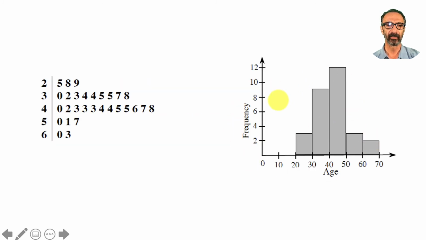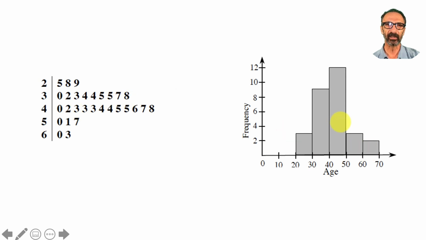This is the histogram and this is the stem and leaf. They are so similar in many ways. If you move this counterclockwise 90 degrees, it's almost going to look like this. Look, this is a 3 in it. This is a 3, same height. Look, 3, 3. This is the shortest at the end, shortest at the end.